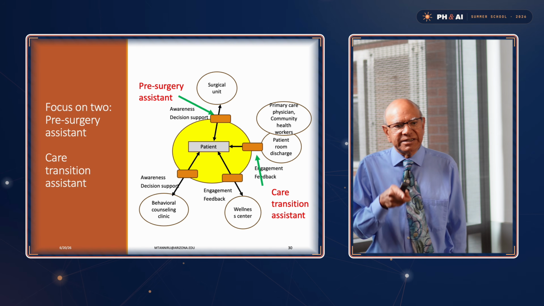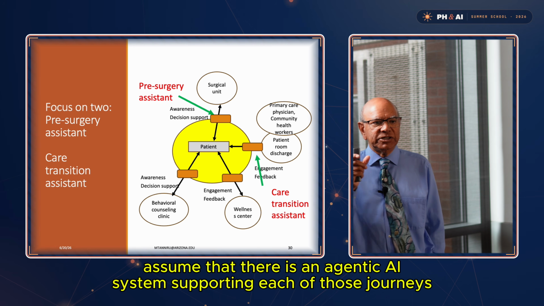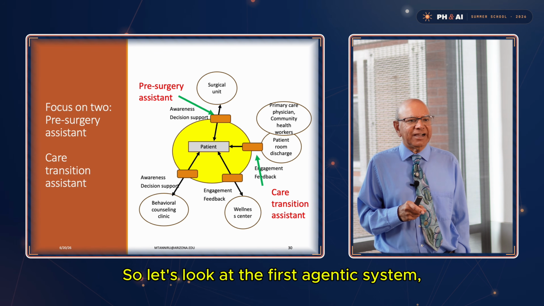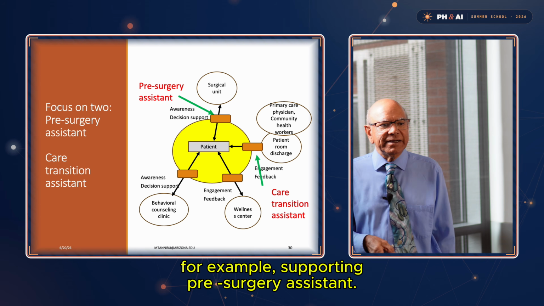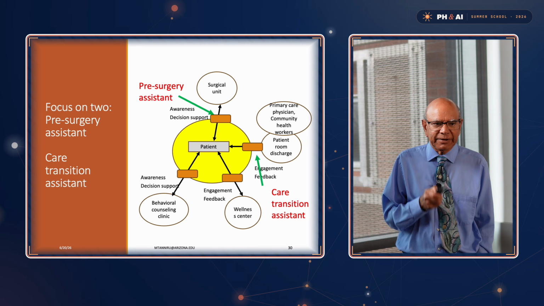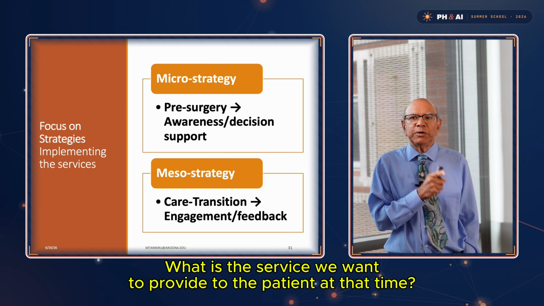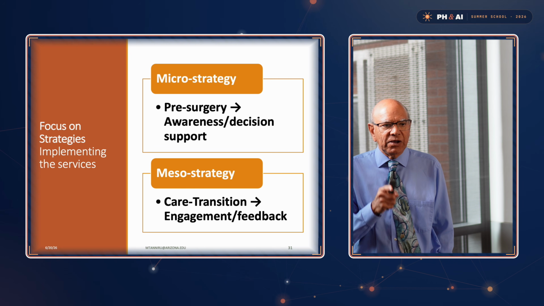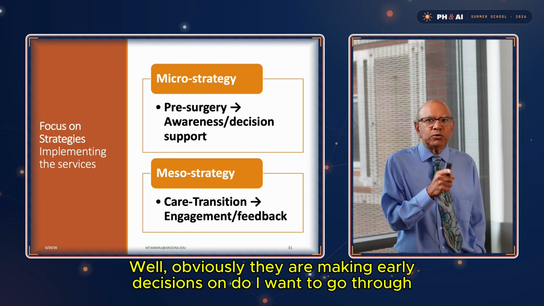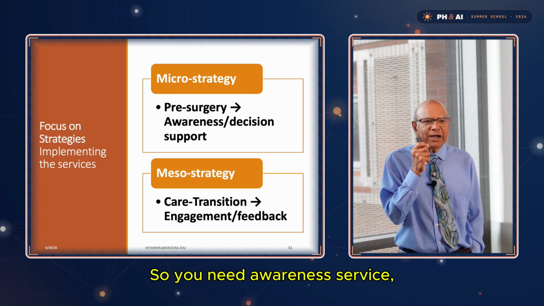And here I just listed, assume that there is an agentic AI system supporting each of those journeys individually. So let's look at the first agentic AI system, for example, supporting a pre-surgery assistant. So what do we want that assistant to do? Again, let's go back to the characteristics. What is the service we want to provide to the patient at that time? Well, obviously, they are making early decisions on, do I want to go through surgery and how do I prepare myself? So you need an awareness service.